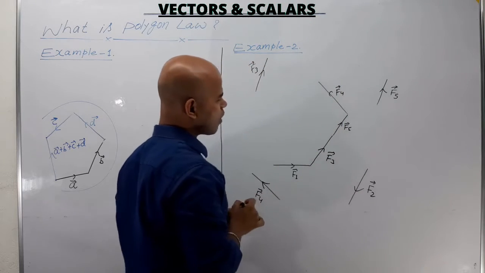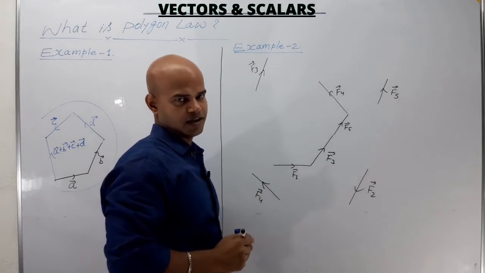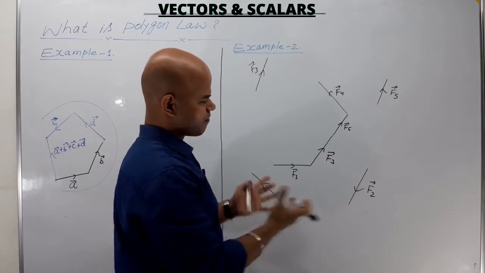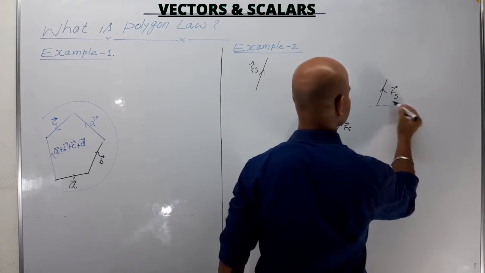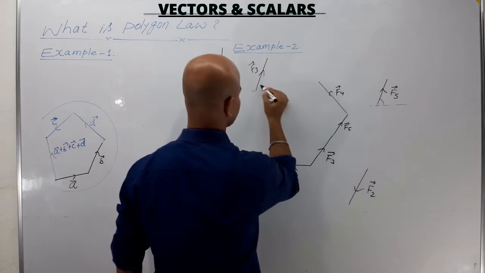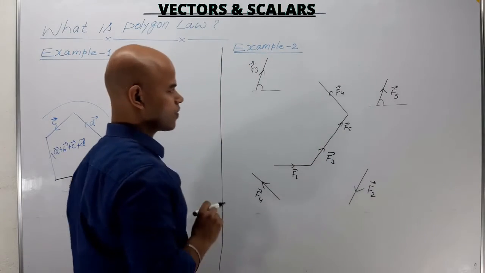Don't think about how we will know whether they are parallel or not. The directions will be given in the question. I am doing a freehand diagram just to make you understand. Otherwise, in the questions it will be given like this angle or this angle, right? So if the angles are the same, it means they are parallel. So don't worry about that.